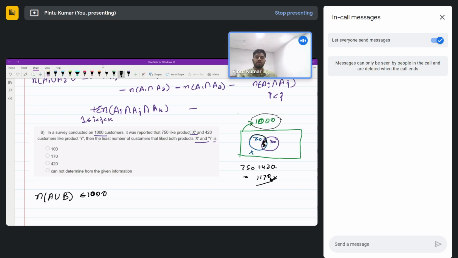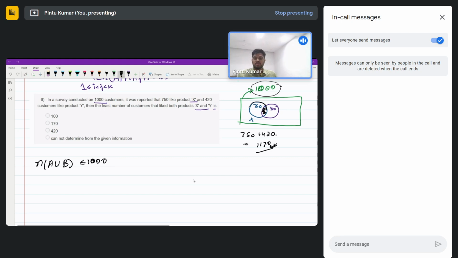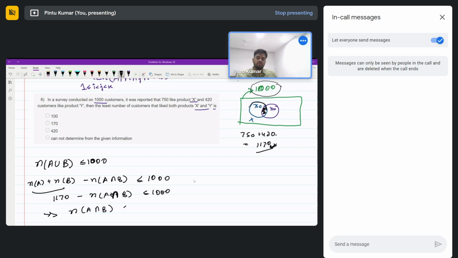So this should be less than or equal to 1000. Now this is equal to the number of elements in A plus the number of elements in B minus the number of elements in A intersection B. So this should be less than or equal to 1000. Now this is 1170 minus the number of elements in A intersection B, which should be less than or equal to 1000. So this means that the number of elements in A intersection B should be less than or equal to 1170 minus 1000, which is 170. So this option is correct for you.